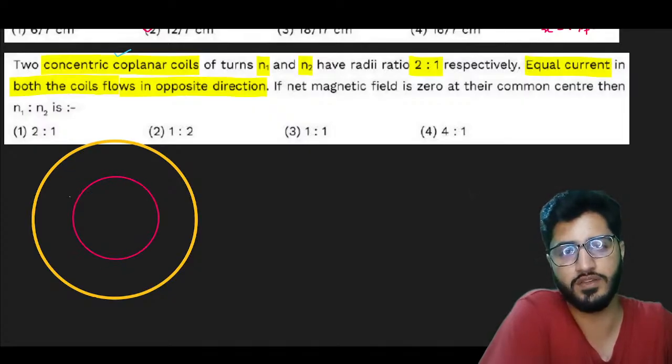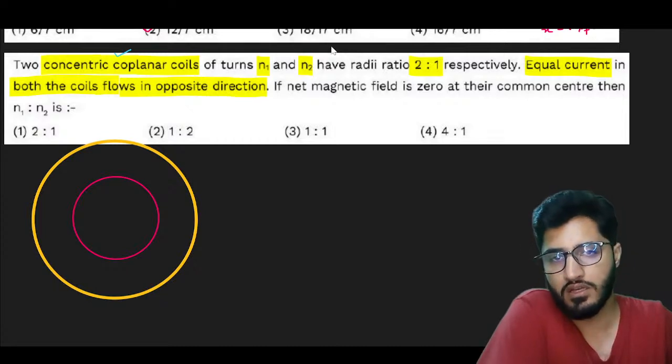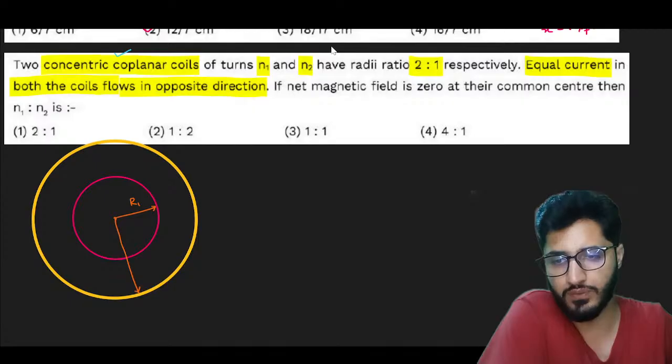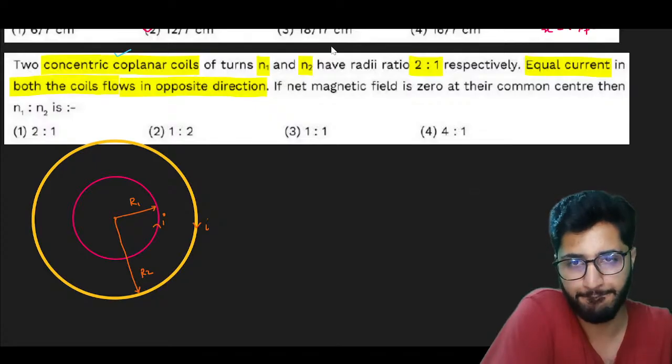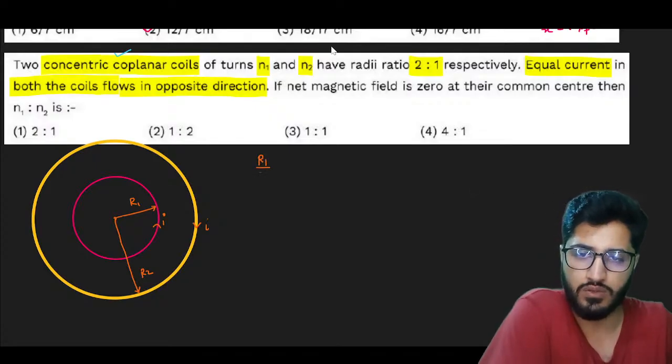Done. Okay, sir. Look now. If the radius of the inner one is R1 and the radius of the outer one is R2, and the current of the inner one is I, the outer one has current I in the opposite sense. It is given in the numericals only. R1 by R2 is given to us as 2 divided by 1. We have to find out N1 divided by N2. This thing we need to find out.